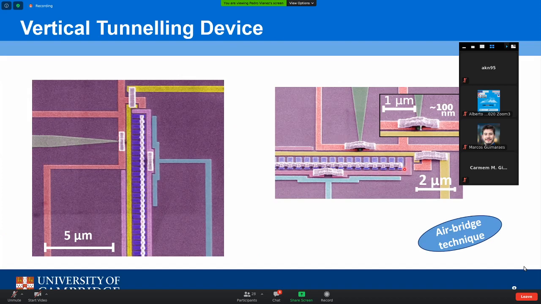This is just another view of the device. As a quick side note, we came up with this technique. We call them air bridges. It gives us great flexibility in design. It's a very reliable technique. We've been able to fabricate up to 6,000 bridges on a chip without breaking any. So if anyone thinks this could aid their fabrication, I'd be happy to talk about this after.